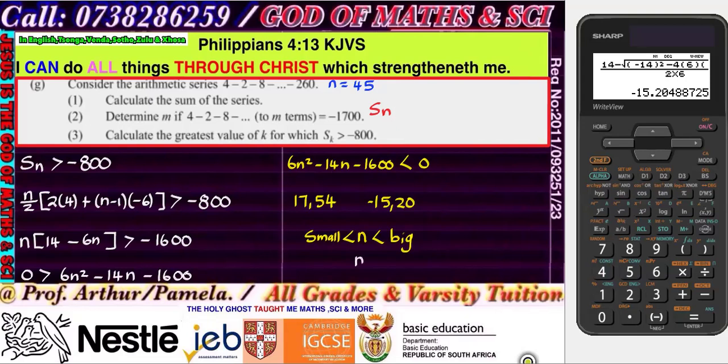So I'm going to write n lies between the two numbers. The smaller one is negative 15,20. The bigger one is 17,54. I'm going to break it down for you so that you understand. If you momentarily ignore this part, this one is telling you n must be less than 17,54. This number is already above 17. It's more than 17,4.